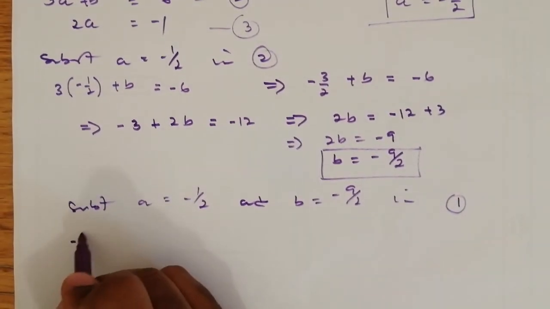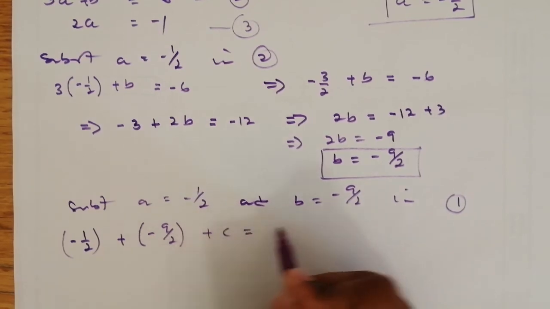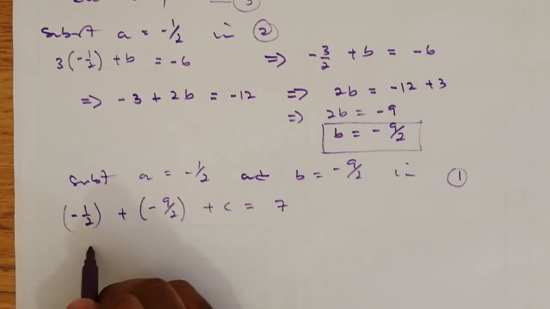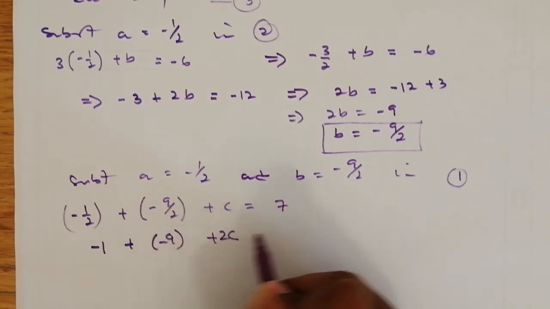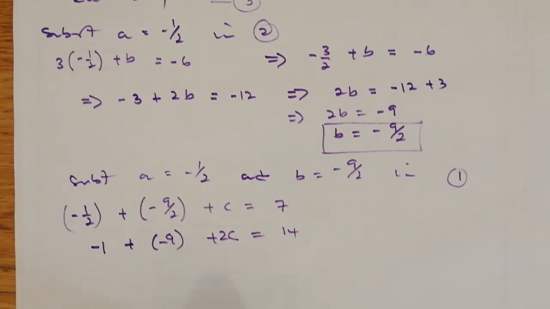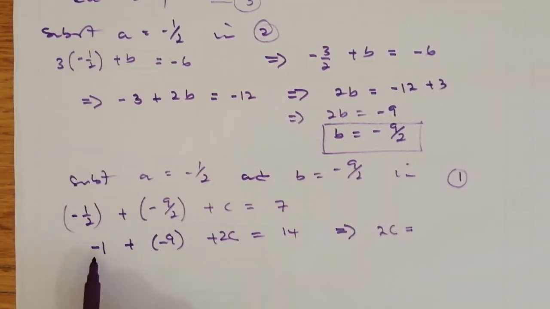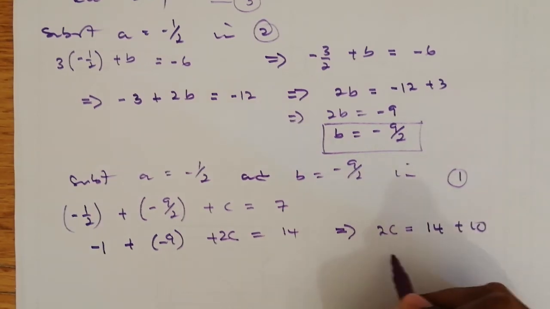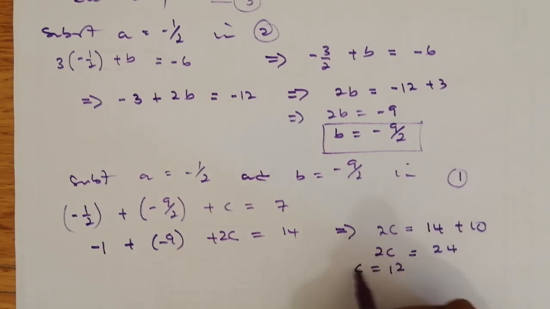Okay, so a is negative 1 over 2 plus b, which is negative 9 over 2, plus c, this equals 7, right? Okay, so we're going to multiply by 2 everywhere. This will be minus 1 plus minus 9 plus 2c is equal to 14, right? Okay, so we can continue like this. 2c is equal to, this is negative 1 minus 9, it's minus 10. So on the other side, it's going to be positive 10. So it's 14 plus 10. So 2c is equal to 24. Then c is equal to 12, right?